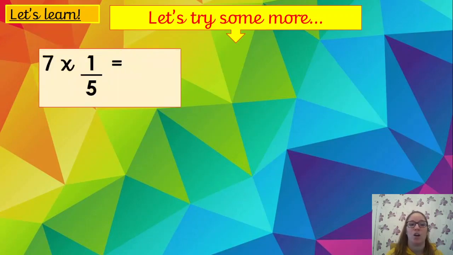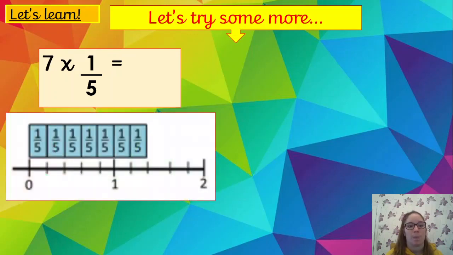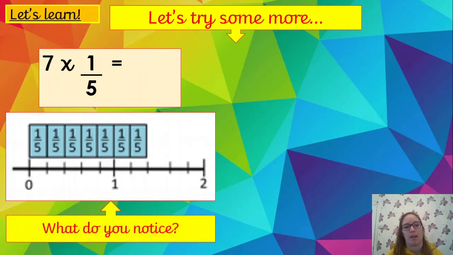We've got 7 times 1/5. So what are we going to do? We're going to times the whole number by the numerator. And here we've got it shown on a number line. You can see here we've got 7 lots of fifths: 1/5, 1/5, 1/5, and there's 7 of them. What do you notice about that? It's a bit blurry, I do apologise. Do you notice anything in particular?